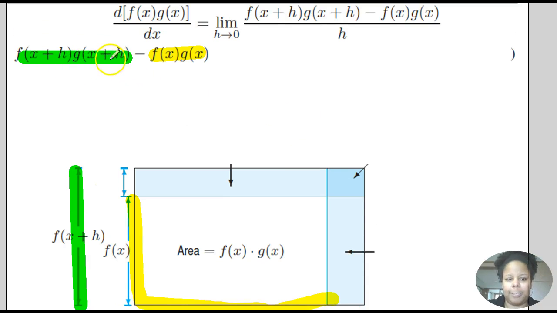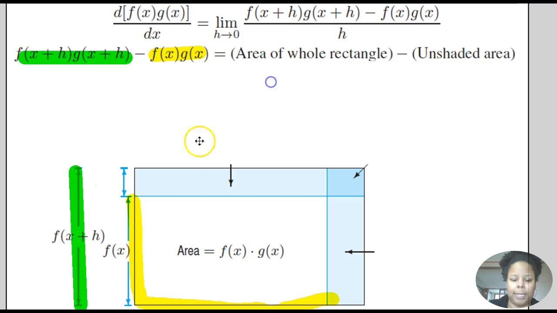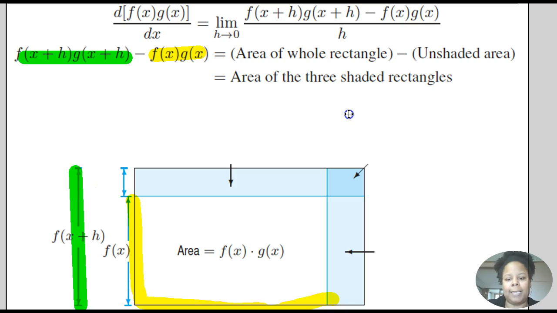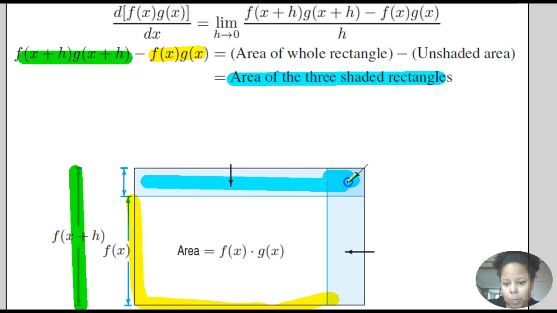So f of x plus h times g of x plus h minus f of x times g of x is equal to the area of the big rectangle minus the area of the unshaded area. What is left over is essentially these three shaded rectangles. This one, and this one. Okay? So that's what this difference is equal to.